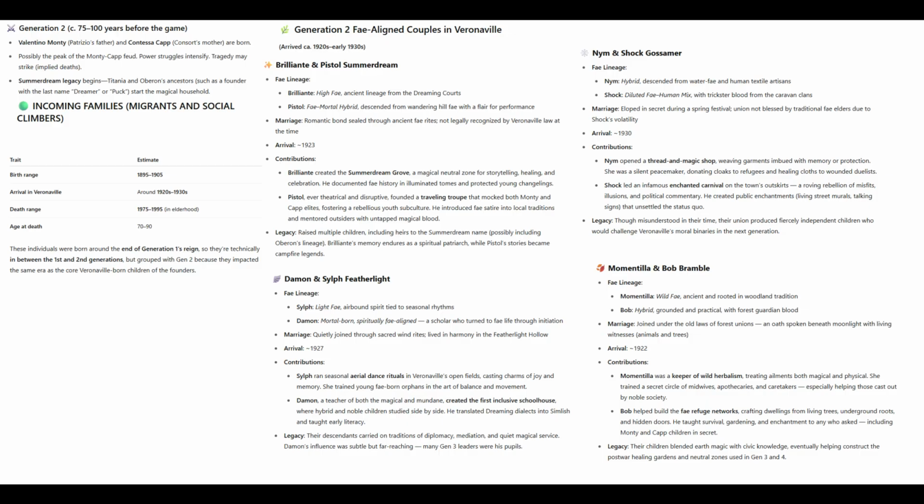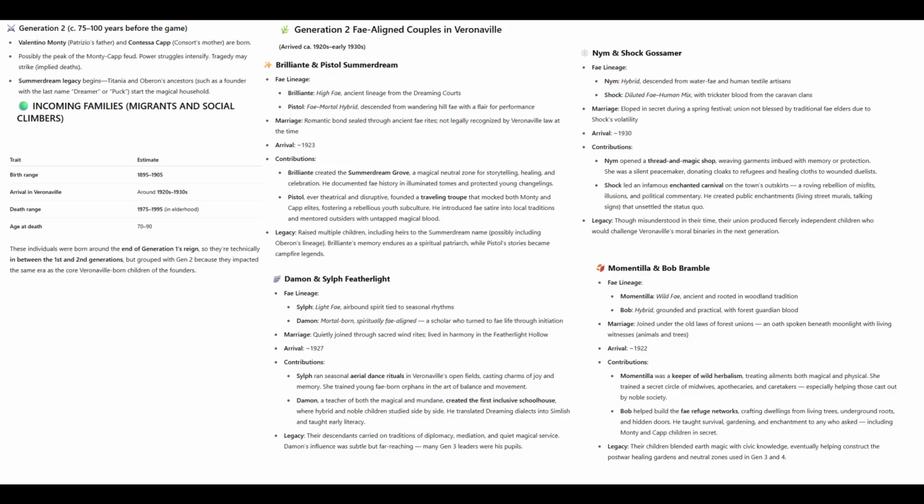Now, on to Nim and Shock Gossamer. Nim's a hybrid descended from the Water Fae and human textile artisans, where Shock's a diluted Fae-human mix with trickster blood from the Caravan clans. They eloped in secret during a spring festival, a union not blessed by the traditional Fae elders due to Shock's volatility, and they arrived, give or take, around 1930.